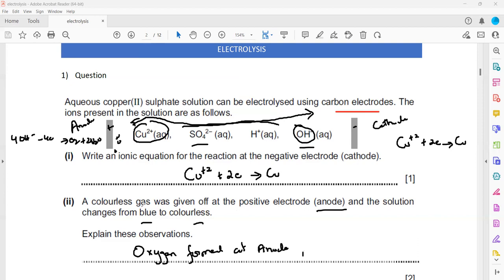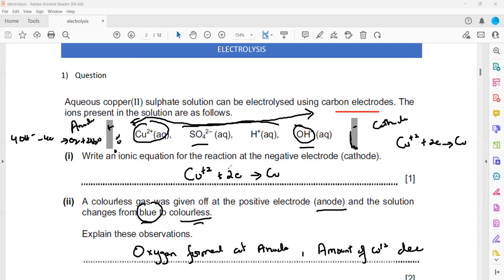And why does the color change from blue to colorless? Because copper ions are blue in color. As these copper ions are removed from the electrolyte, the amount of copper ions decreases, so the concentration of the copper ion in the solution decreases. That's why the color of the electrolyte changes from blue to colorless.